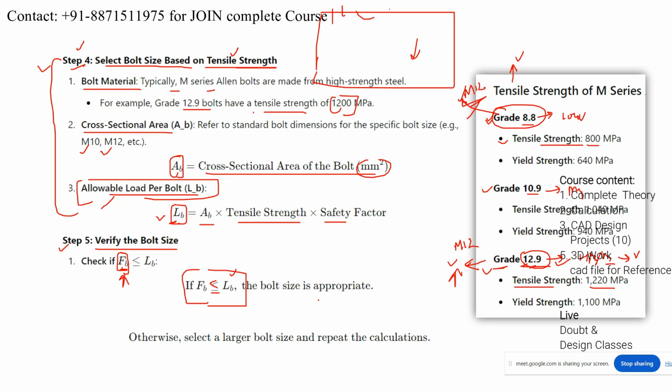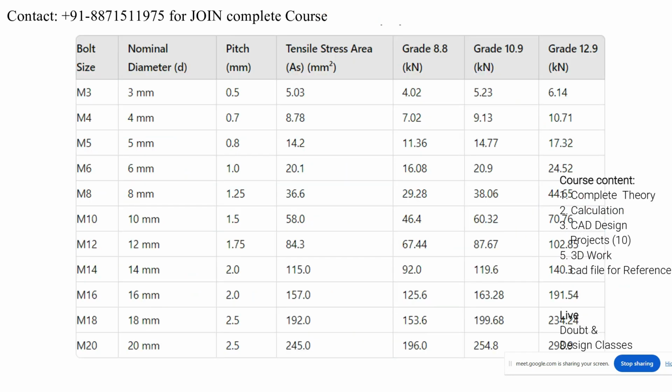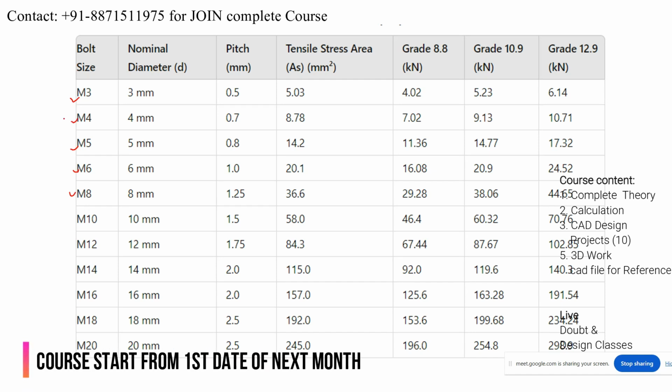Understood or not? Not quite understood, right? Let's take the example. See, what is this? This is M3, M4, M5, M6, M8. This is the bolt size of the M series.